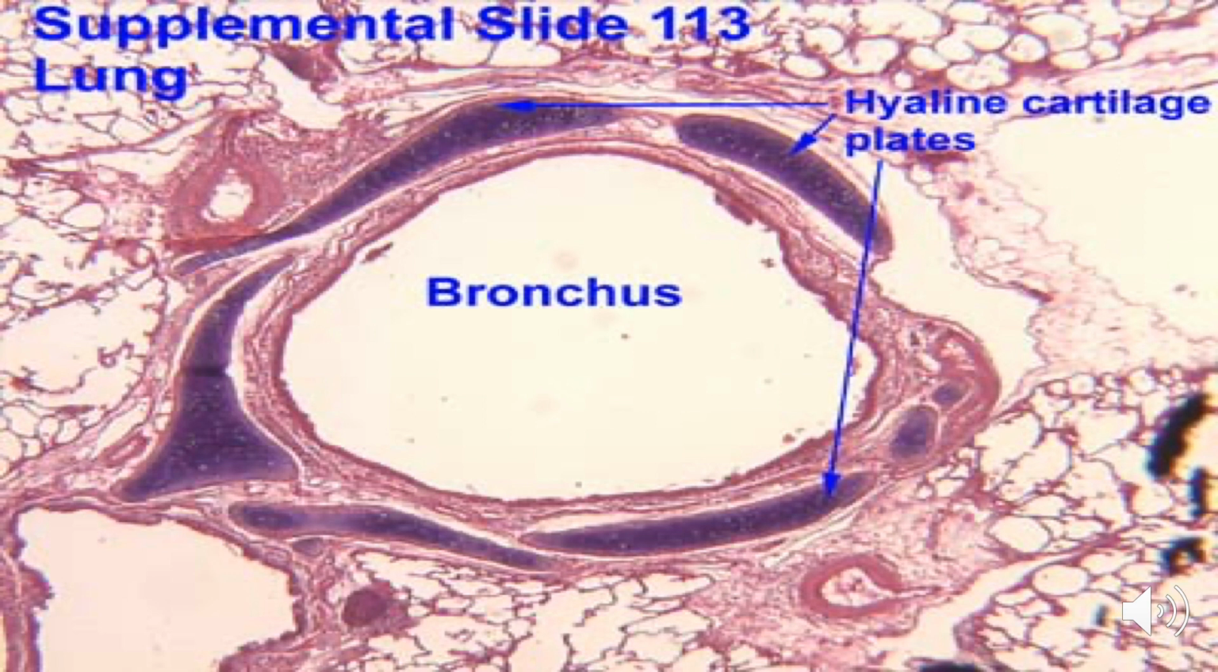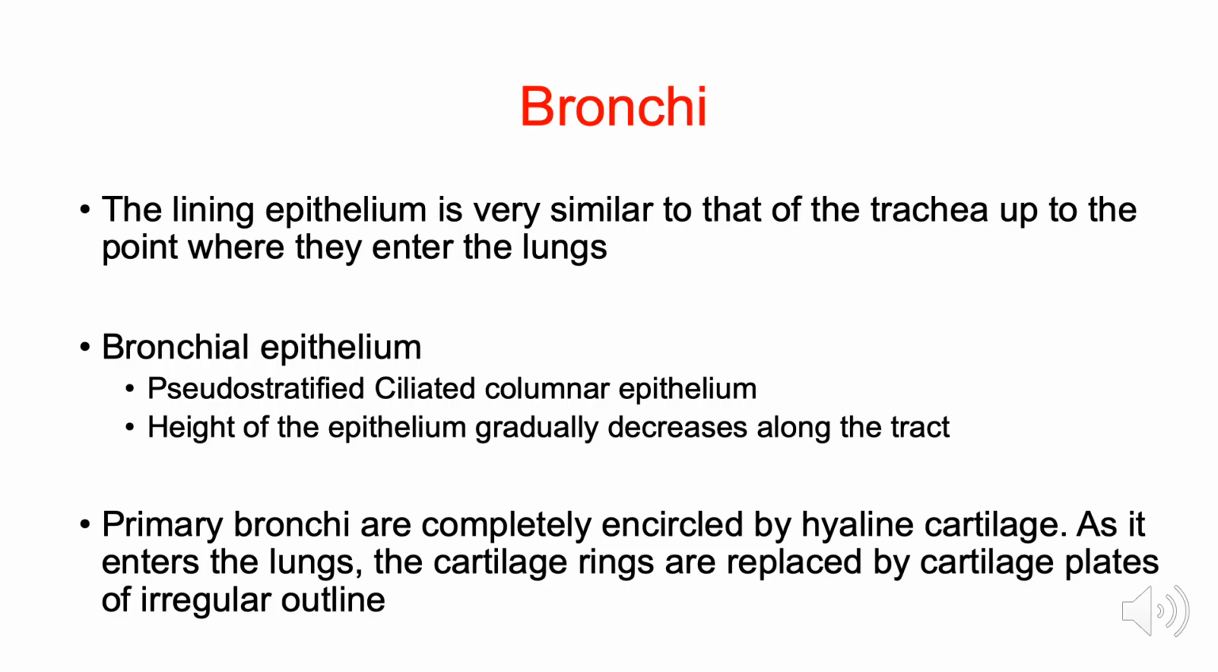This is the cross section of a bronchus. What do you notice? You can no longer appreciate the perfect C-shaped hyaline cartilage, just like what you saw in the picture of the trachea. Instead, you have here hyaline cartilages in plates. Just like in the case of the trachea, the bronchi are also lined by pseudostratified ciliated columnar epithelium, or the respiratory epithelium. But take note, as the bronchi form smaller branches, expect that the height of the epithelial cells will decrease.